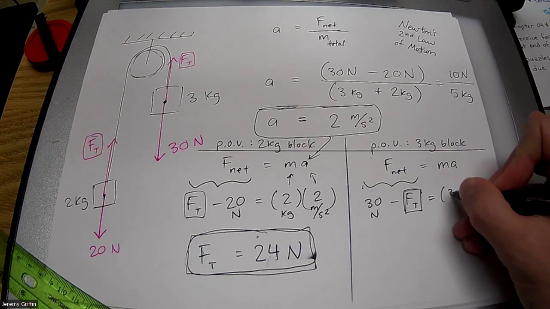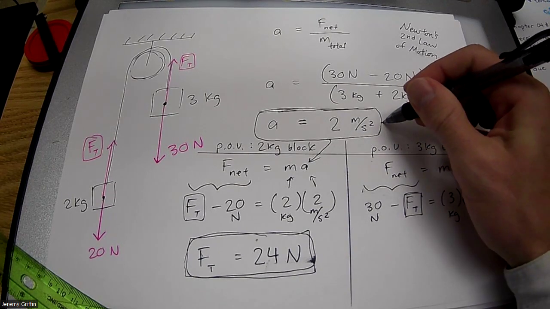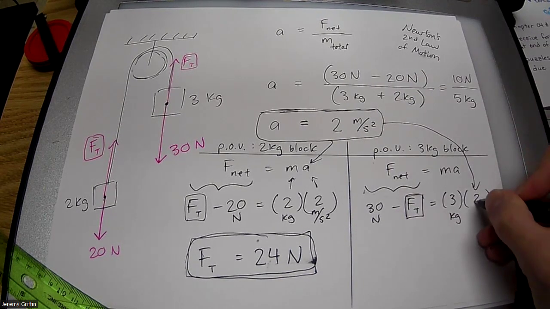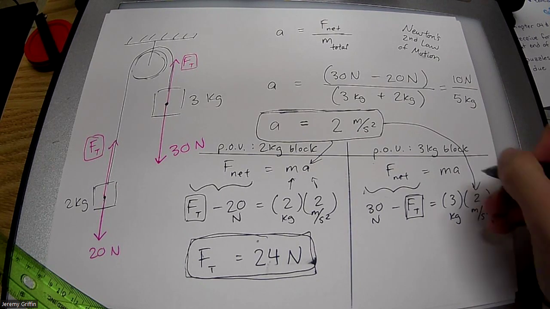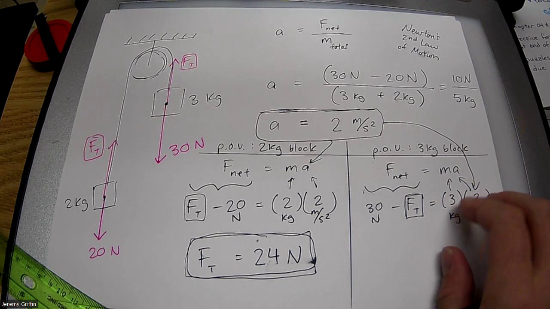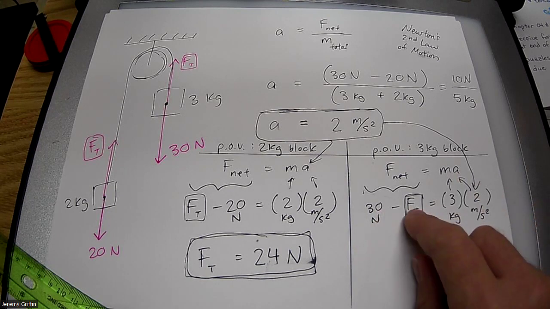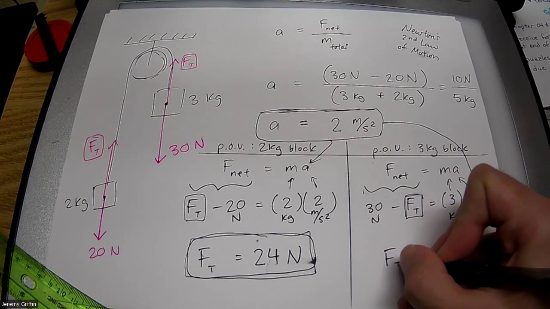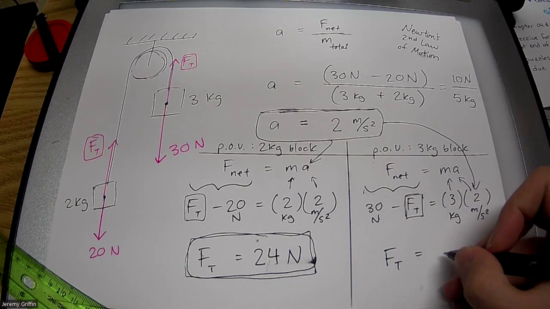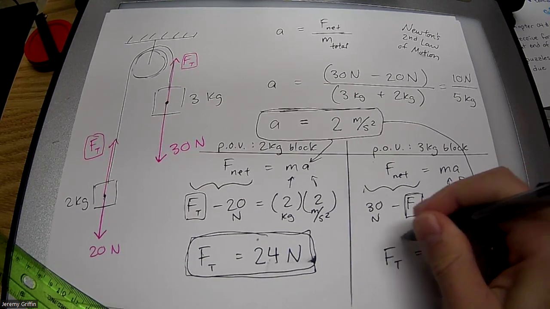Now it's a 3 kilogram block, accelerating down at how much? 2 meters per second squared. Right? All right, all good? 3 times 2, that's 6. And then kilogram meter per second squared, that's newtons. Is this 6 newtons right here? 6 newtons. Now I can subtract that over here, add the tension force over here. The tension force is what, 30 minus 6? 24, and that's of course newtons.